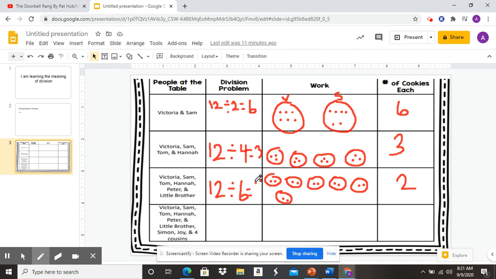So they just keep getting less and less cookies the more people they have to share with. So let's go back to the story.